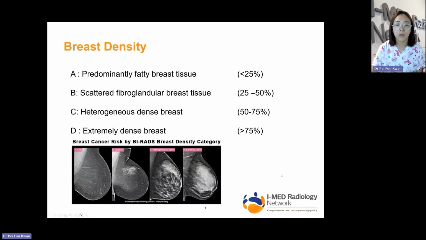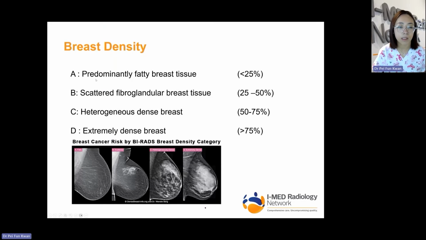Now we've gone through all of the breast imaging modalities. Now I am going to talk about breast density and show you some examples of how breast density impacts breast cancer detection. And firstly, breast density can be categorized by BI-RADS classification of A, B, C, D.